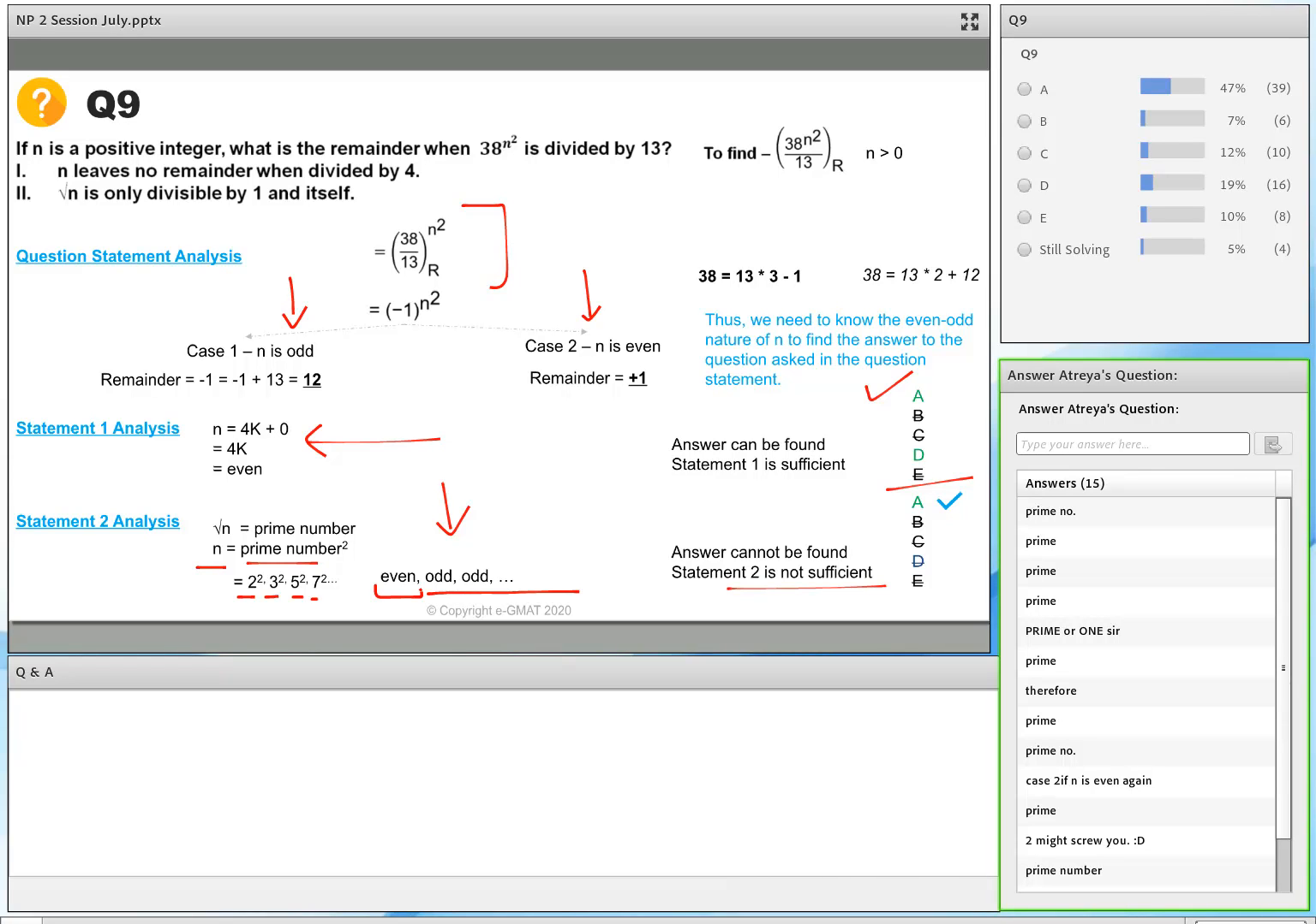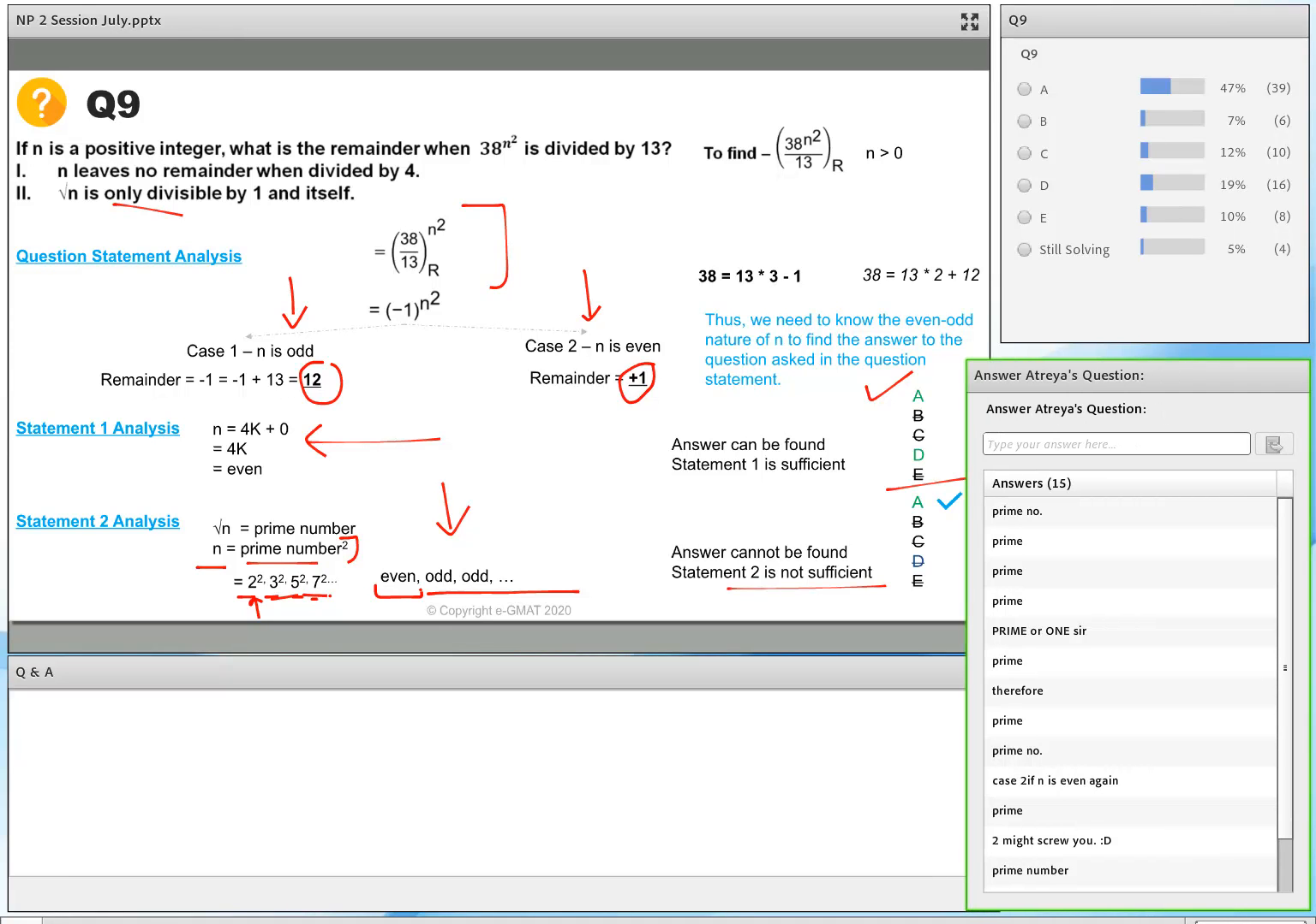So let me ask you, case 2, n is even again. Again, I'll very quickly do that. Root n is divisible by 1 and itself. That means root n is a prime number. If root n is a prime number, n has to be the whole square of a prime number. What are the prime numbers that we have? I have an even prime number, I have odd prime numbers. So n can be even or n can be odd. So my answer can be 12 or 1. I do not have one definite answer. If I do not have one definite answer, the second statement is an insufficient statement. I hope that's clear too.